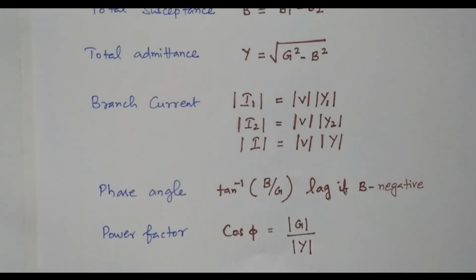So in this video, we analyzed the parallel RLC circuit. Two branches available. We calculated impedance and reactance for branch 1 and branch 2. Then we also calculated conductance, susceptance, admittance of branch 1 as well as branch 2 as well as the total for the total circuit. Thank you.